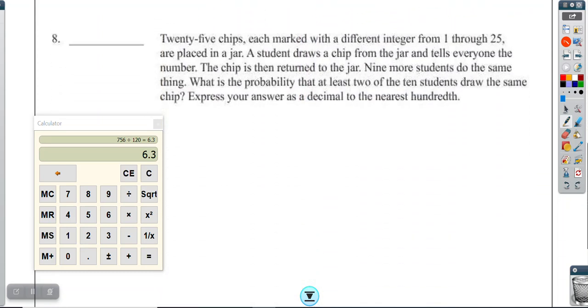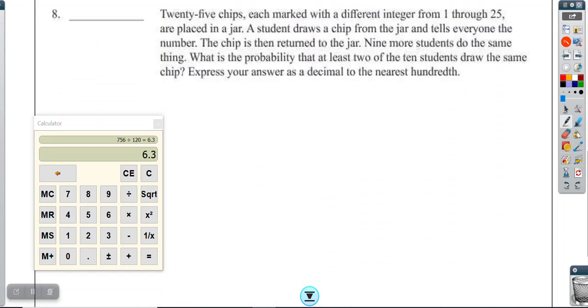All right. Ooh, probability. We love probability. 25 chips, each marked with a different integer, 1 through 25. Okay, so we have the numbers 1 through 25 in a jar. A student draws a chip from the jar and tells everyone what the number is. The chip is then replaced. And then we have 9 more, for a total of 10 students doing the exact same thing. What are the odds that at least 2 of the 10 students draw the same chip?